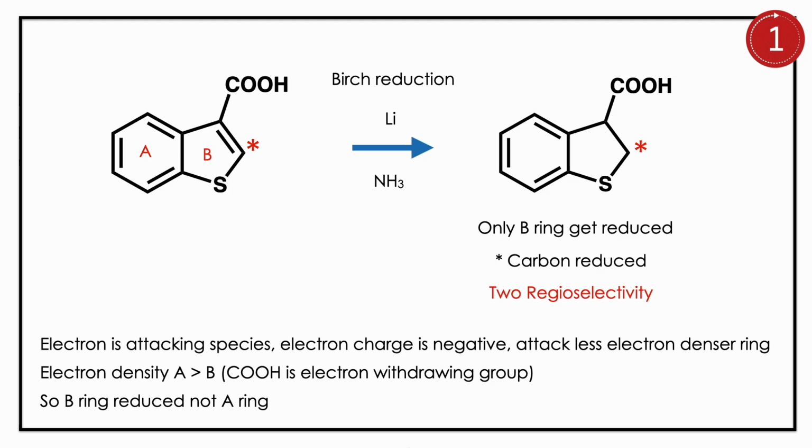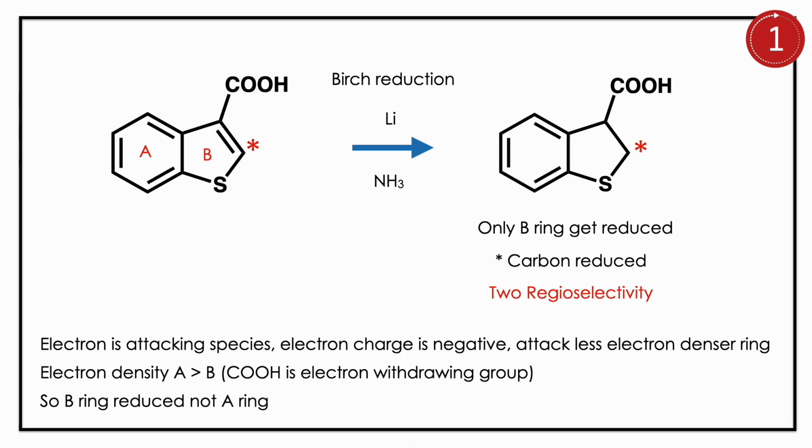Theoretically, the B ring should be more electron dense because of 6 electrons in the 5-member ring, but COOH is an electron withdrawing group that makes the ring less electron dense, so the density of A is higher than B. So reduction happens at B. It's the first regioselectivity. Then it only reduces at the second position because it is balanced by both sulfur and acid. The anion can be stabilized well. So the final product is reduction in the 5-member ring at the second position.